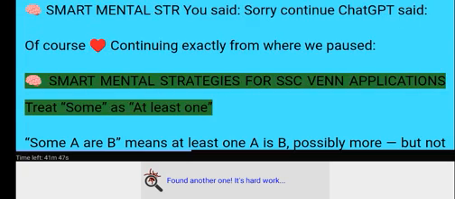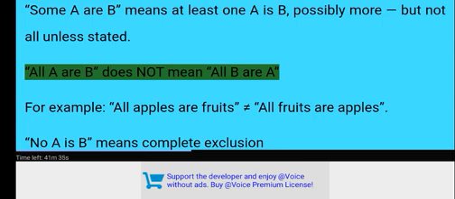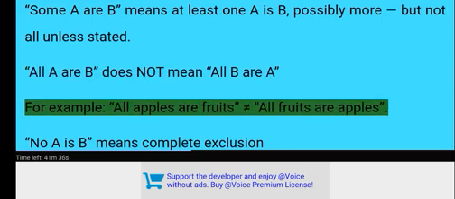Brain smart mental strategies for SSC Venn applications. Treat some as at least one. Some A are B means at least one A is B, possibly more, but not all unless stated. All A are B does not mean all B are A. For example, all apples are fruits does not equal all fruits are apples.